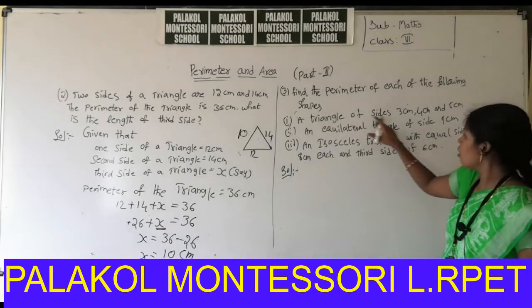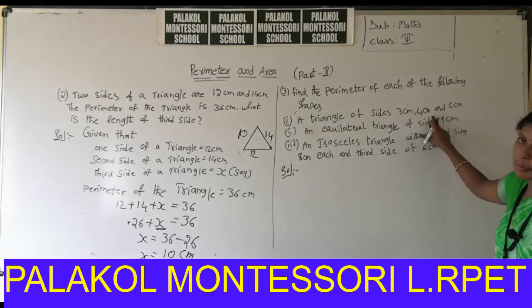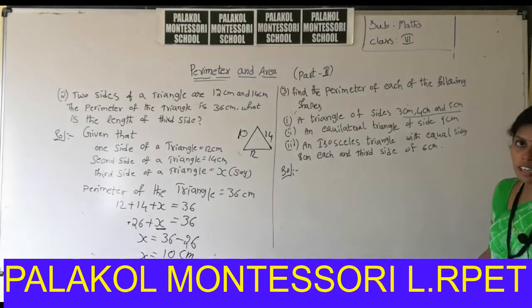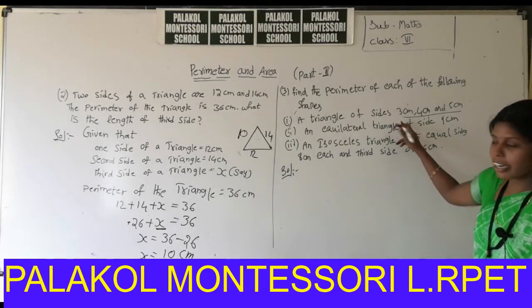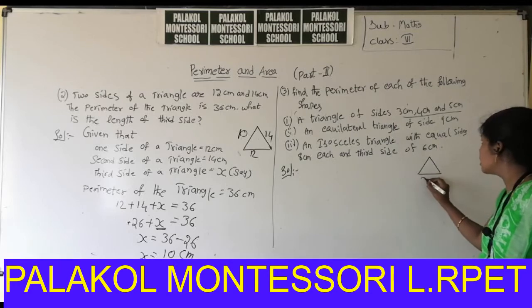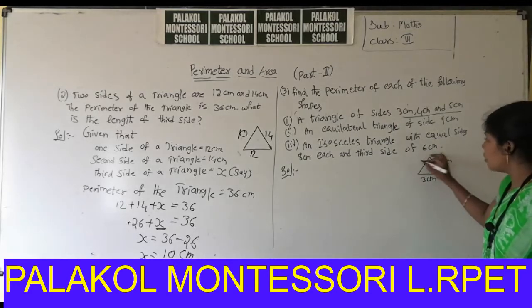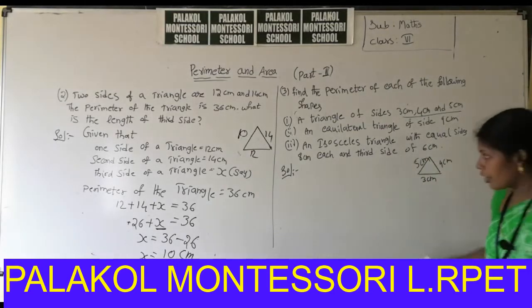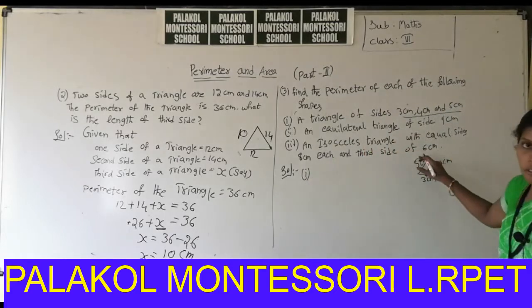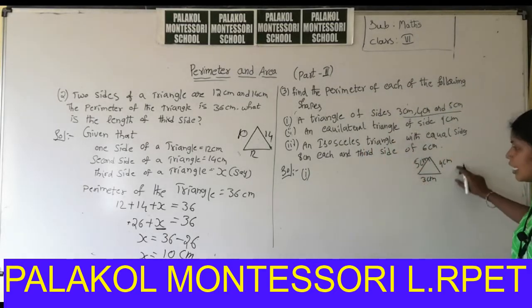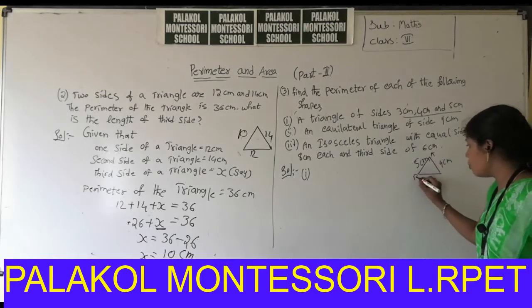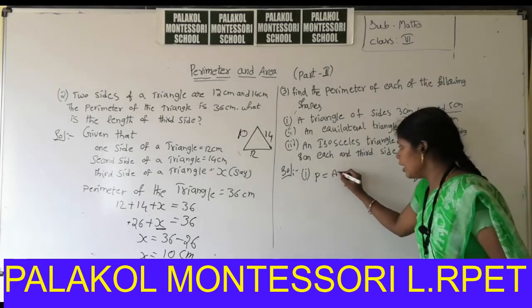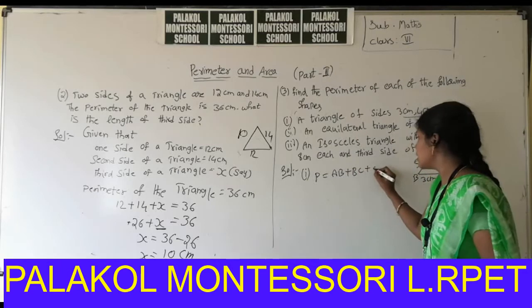First one, a triangle of sides 3 centimeters, 4 centimeters and 5 centimeters. These three sides are not equal, so this is a scalene triangle. One side is 3 centimeters, another side is 4 centimeters and another is 5 centimeters. We can find the perimeter of this scalene triangle. We already know how to find the perimeter: the sum of all three sides. This is triangle A, B, C. The perimeter of this triangle is AB plus BC plus CA.